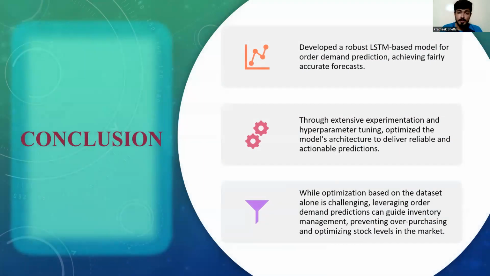Conclusion. I developed a robust LSTM based model for order demand prediction, achieving fairly accurate forecasts. Through extensive experimentation and hyperparameter tuning, I optimized the model's architecture to deliver reliable and actionable predictions. While optimization based on the dataset alone is challenging, leveraging order demand predictions can guide inventory management, preventing overpurchasing and optimizing stock levels in the market.